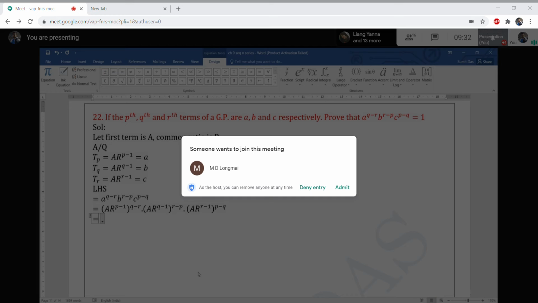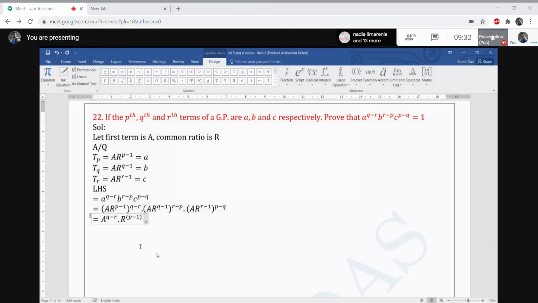Next, now we have to open the brackets. You can see A R to the power p minus 1 and the power q minus r. So I can write A to the power q minus r into R to the power p minus 1 into q minus r.